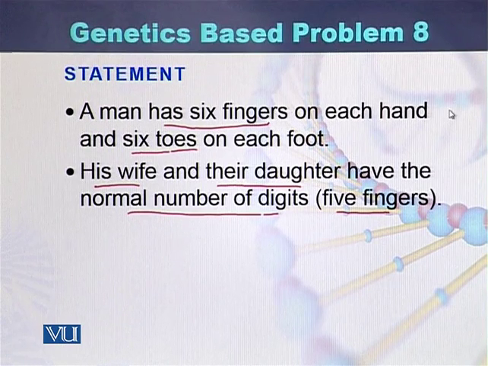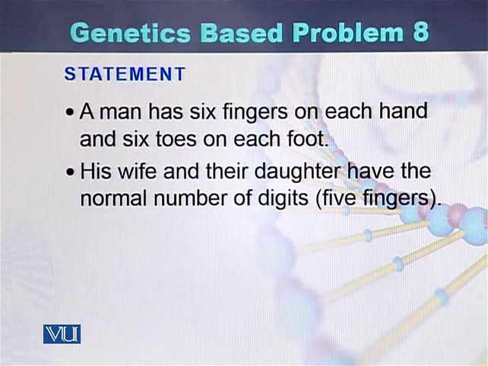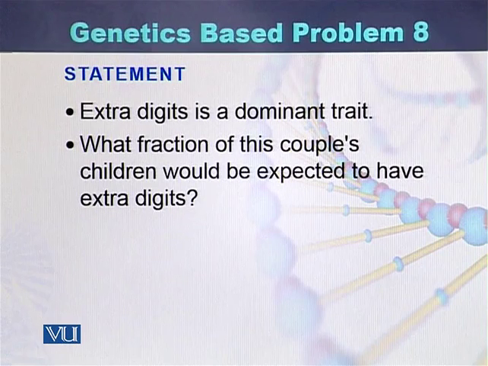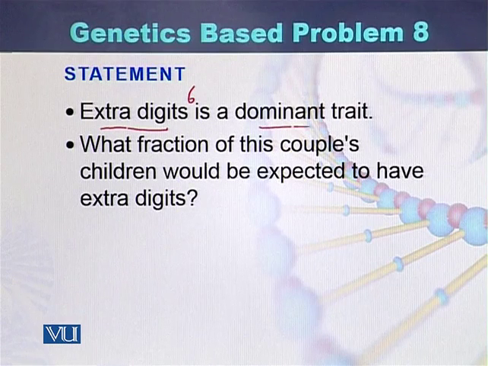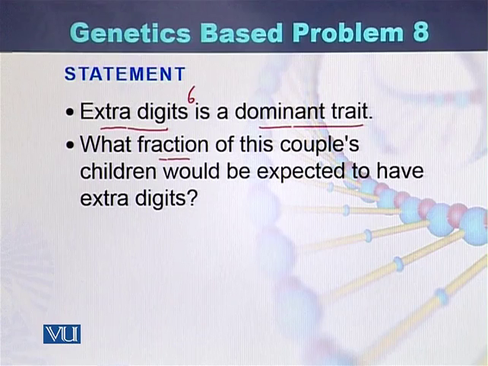We have to work out the Punnett square and how the daughter has received 5 fingers while her father has 6 digits. Looking at the genetics of polydactyly, the extra digit, that is 6 digits, is a dominant trait. Since it is dominant, we have to find the fraction of the children who would be expected to have the extra digit.